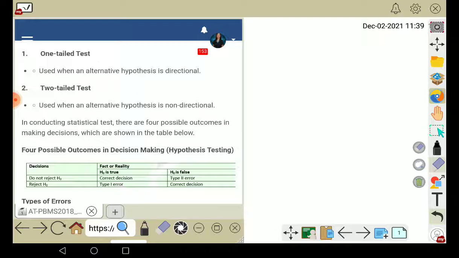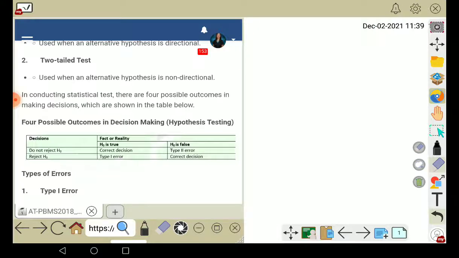In conducting statistical tests, there are four possible outcomes in making a decision. Number 1, do not reject the null hypothesis. If the null hypothesis is true, you make a correct decision. But if the null hypothesis is false and you accept or do not reject it, then you are actually committing a type 2 error.